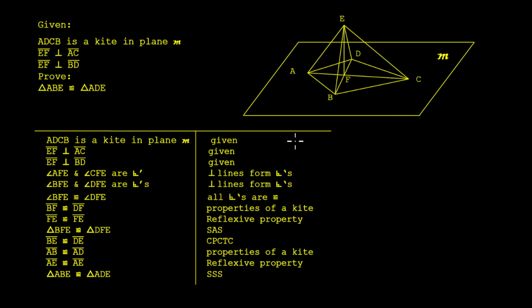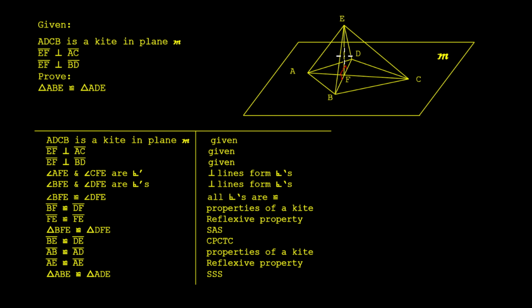So for this proof, we only need to show angle BFE is a right angle and angle DFE is a right angle. So we'll just show those so as to not clutter the diagram. Next, angle BFE is congruent to angle DFE. All right angles are congruent. From there, BF is congruent to DF, properties of a kite.